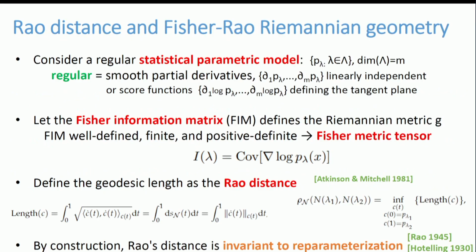Okay, so just to recall what the Rao distance and Fisher-Rao Riemannian geometry are: you take a regular statistical model, P lambda, where lambda lives in an open convex domain Lambda, and you take the Fisher information matrix, which is the covariance of the score. Because it is a regular model, it is positive definite. You can interpret it as the coordinatization of the Fisher metric tensor. And Rao, and also Hotelling, defined the Rao distance in very old papers in 1945 and also in 1940 as the geodesic distance for the Fisher metric.